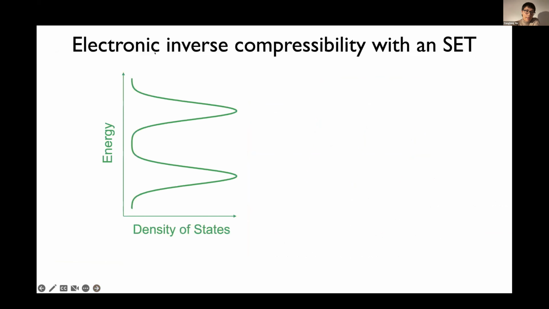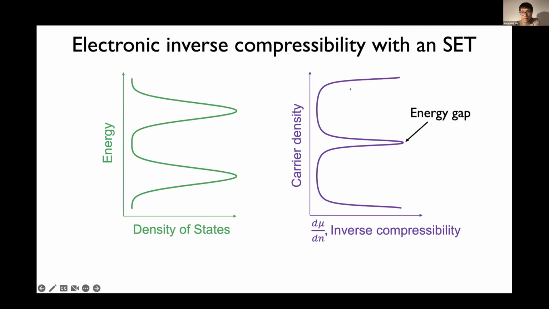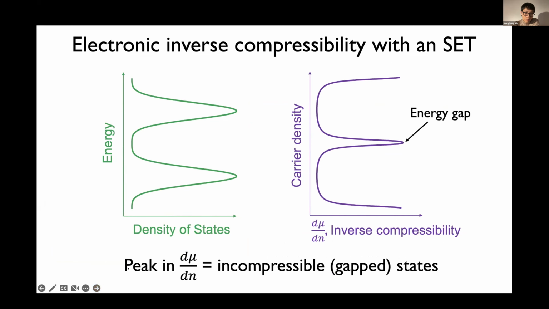And the way it works is that imagine you have a system that's gapped. What you will see in our data is inverse compressibility as a function of carrier density, and you will see a peak that corresponds precisely to the energy gap that you have on the left side. What you need to remember is that often when you see a peak in dμ/dn, it means that you have a gapped state.